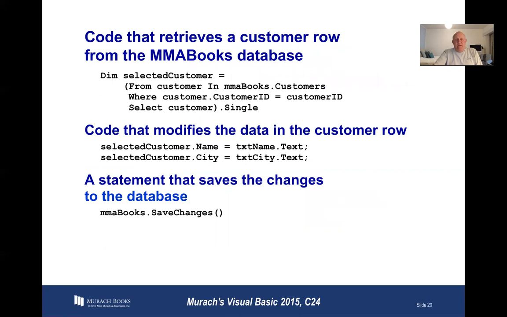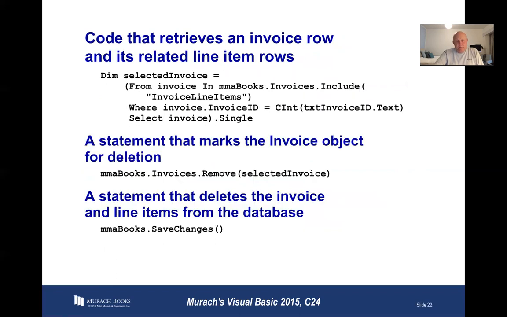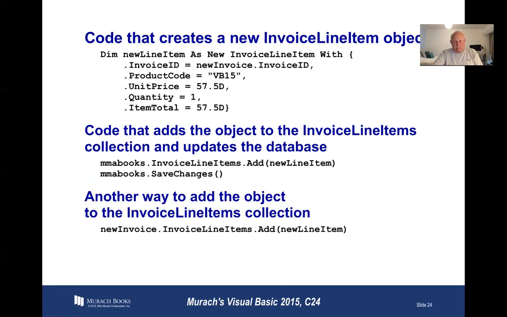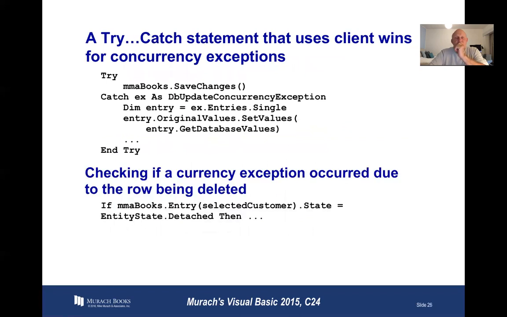This is how you retrieve a customer row from your MMABooks database. This assigns an invoice to a different customer. This is code that creates a new invoice object, adds the object to the invoices collection, and updates the database. It's a catch statement.